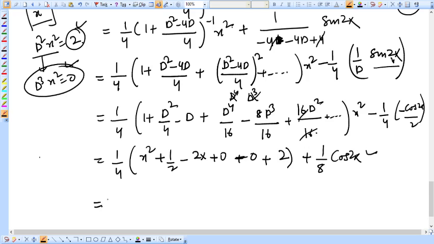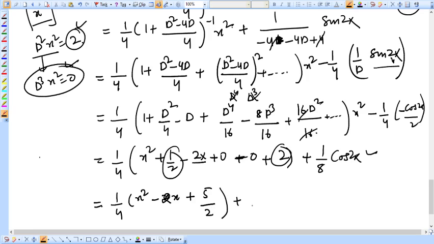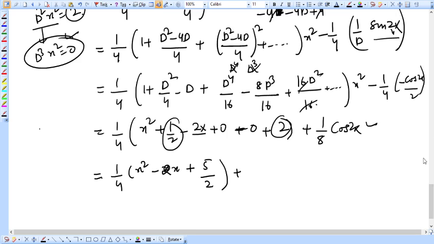So in this way we get the particular solution, which is equal to 1 by 4 x square minus 2x and half and 2, it is equal to 3 by 2, plus, okay. So next would be 1 over 8 into cos 2x.